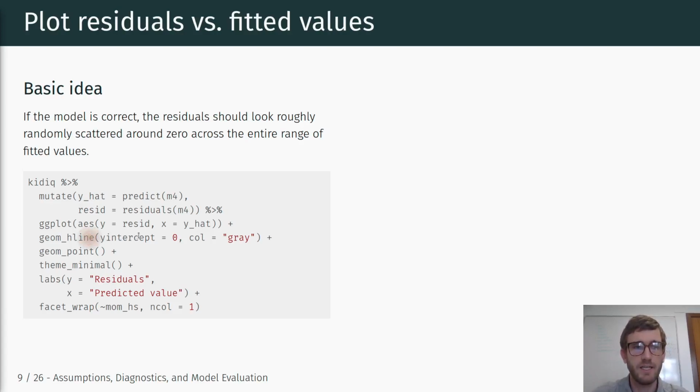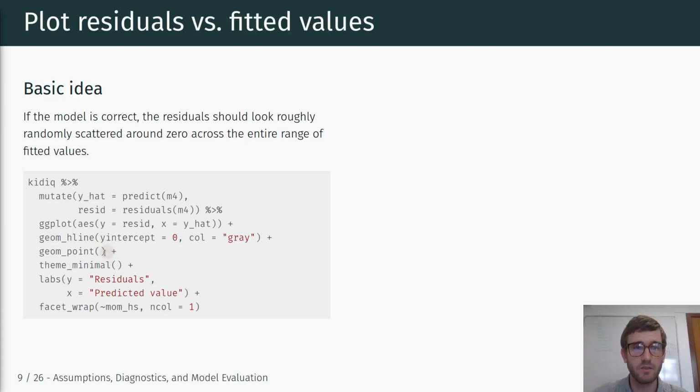We then add a horizontal reference line to indicate 0, because the errors, or the residuals, I should say, should be centered around 0 and should just scatter randomly around that line.